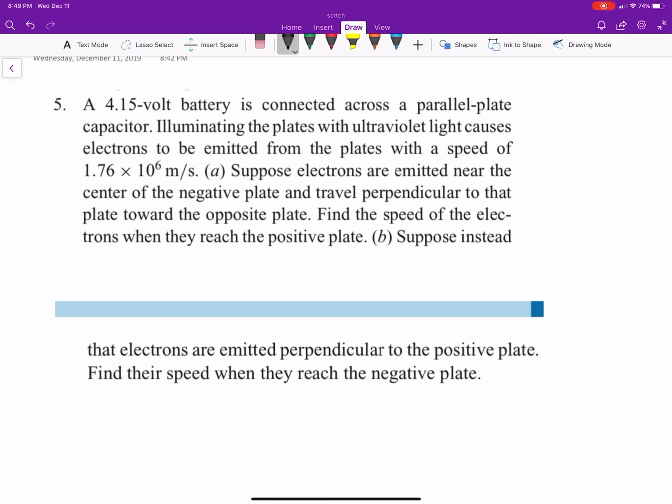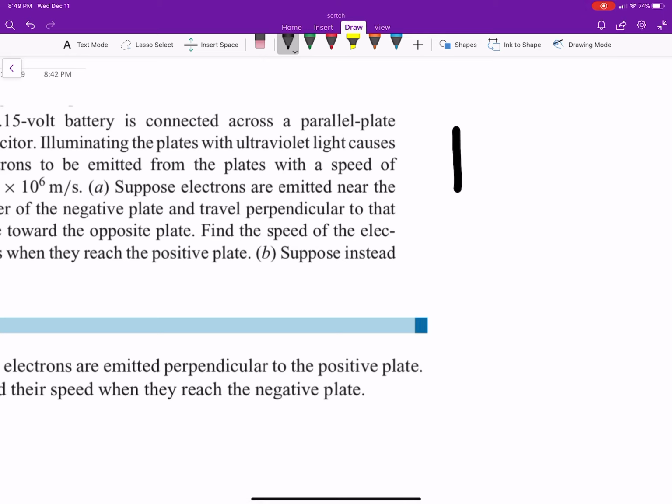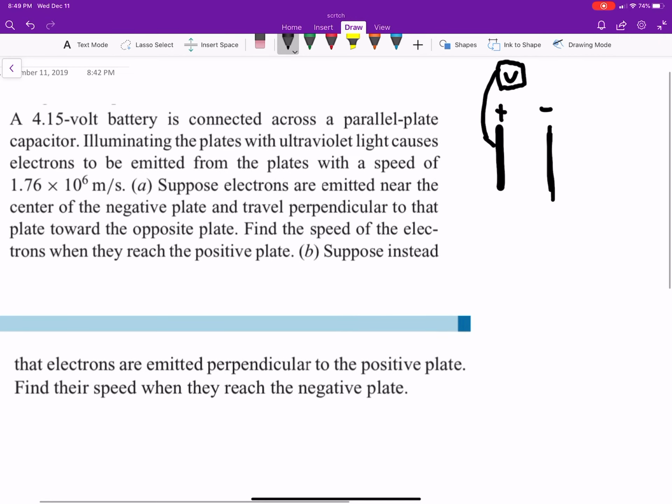So we have a 4.5 volt battery that's connected to parallel plate capacitors. Illuminating the plate with ultraviolet light causes electrons to be emitted from the plate. So if we had something like this, maybe this is the positive and this is the negative, and we hook this up to some sort of battery over here. It's actually the negatives that move, but it doesn't really matter. So we have these parallel plates, and you'd have your E field and what have you.